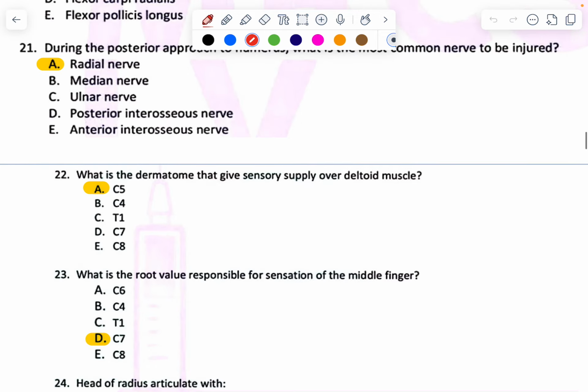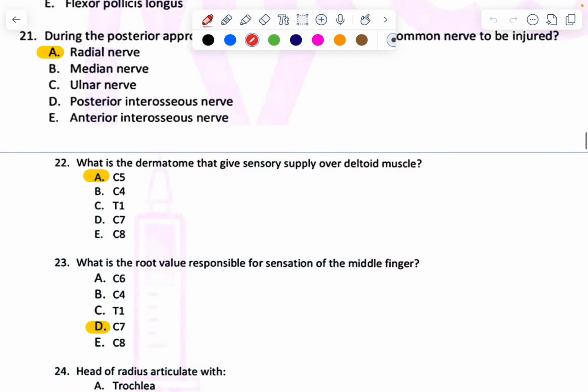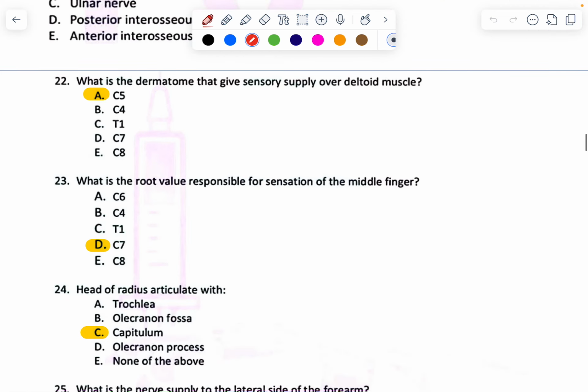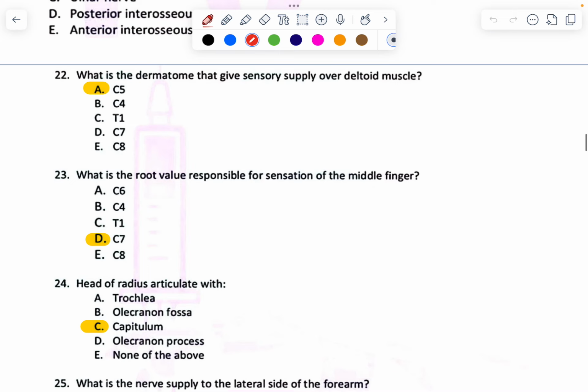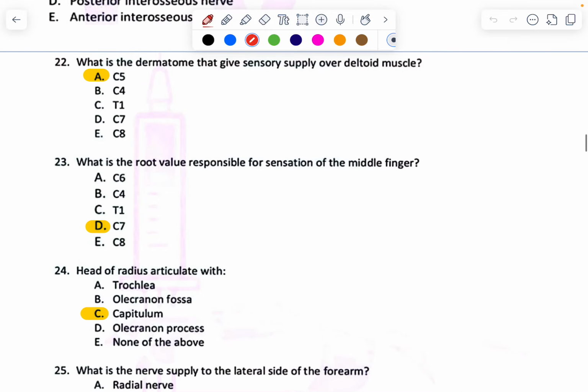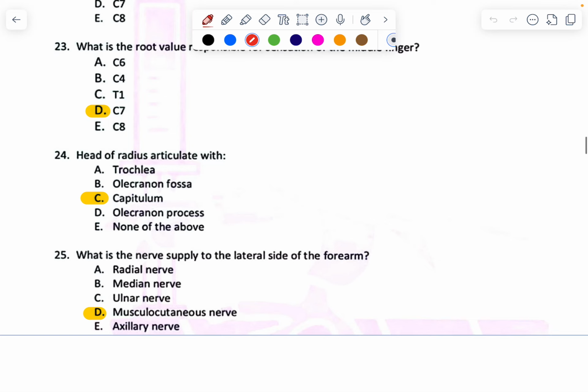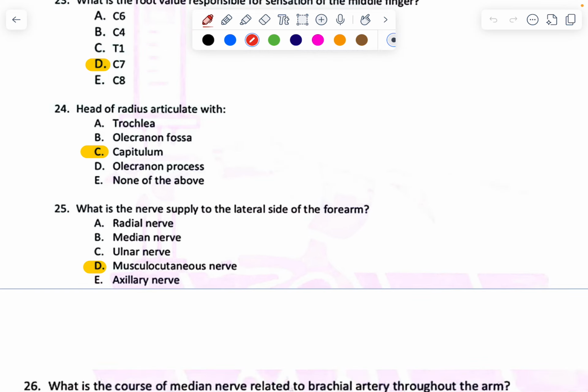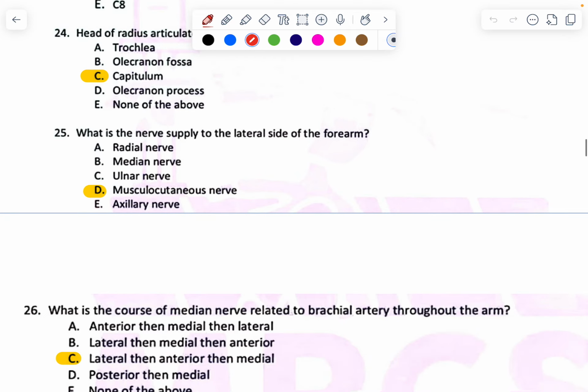Head of the radius articulates with the humerus, which has got the trochlea and the capitulum. What is nerve supply to the lateral side of the forearm? C6 is supplying the lateral side, musculocutaneous nerve. What is the course of median nerve related to the brachial artery? Throughout the arm.